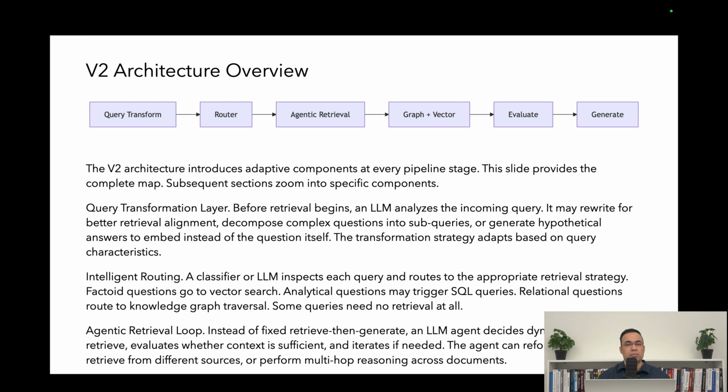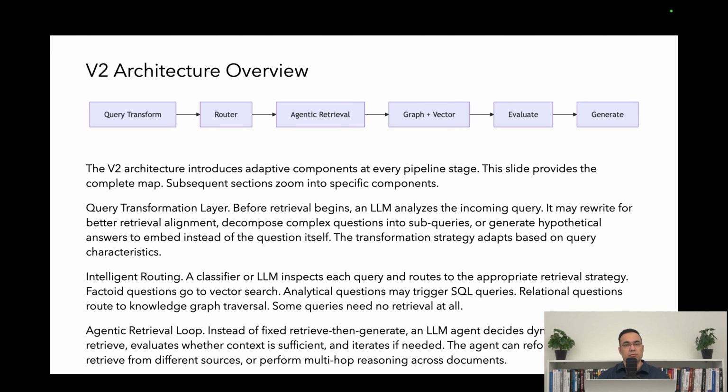The fifth addition is multi-modal processing. Vision language models process the tables, charts, and images. And the sixth addition here is continuous evaluation. Component-level metrics track retrieval recall, re-ranking precision, and generation faithfulness separately.